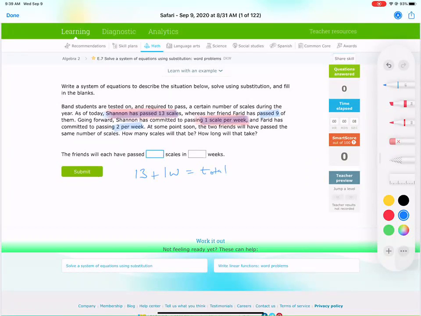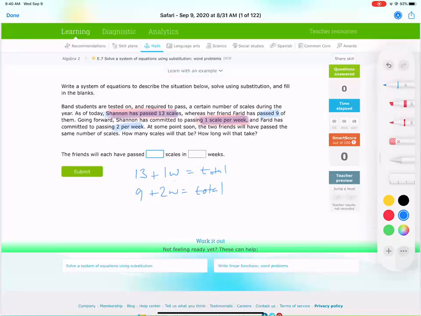So if she worked 1 week, she would have passed 14 scales. If she worked 2 weeks, she would have passed 15 scales. If she worked 3 weeks, she would have passed 16 scales. So whenever you write these easy equations, go ahead and double check it by plugging in some examples to make sure it kind of makes sense. So let's go ahead and look at the second one. Farid passed 9 already, and he has to pass 2 per week for some total.